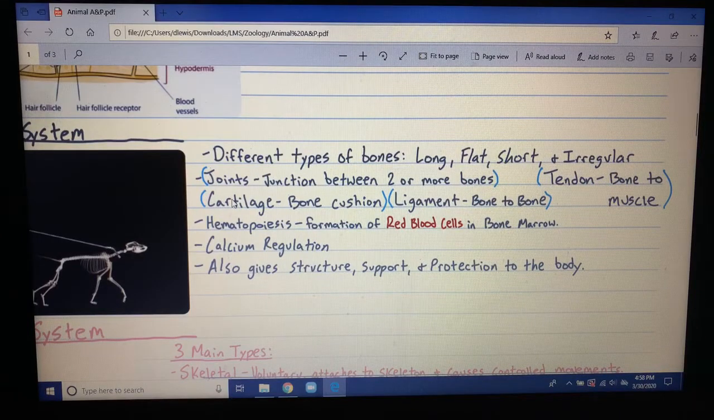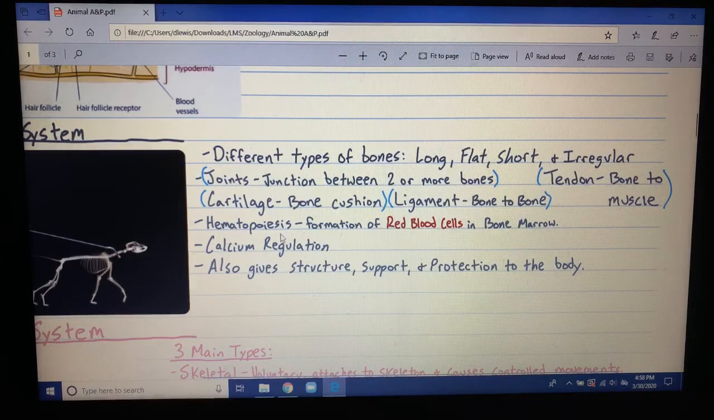Different areas that apply to the skeletal system are joints, which would be a junction between two bones. You have a tendon, which is in between bone and muscle, because the skeletal system and the muscular system, it's going to connect the two. So tendons will be where muscle attaches to bone. Cartilage will be in between bones that'll form a cushion, and then ligaments will connect bone to bone.